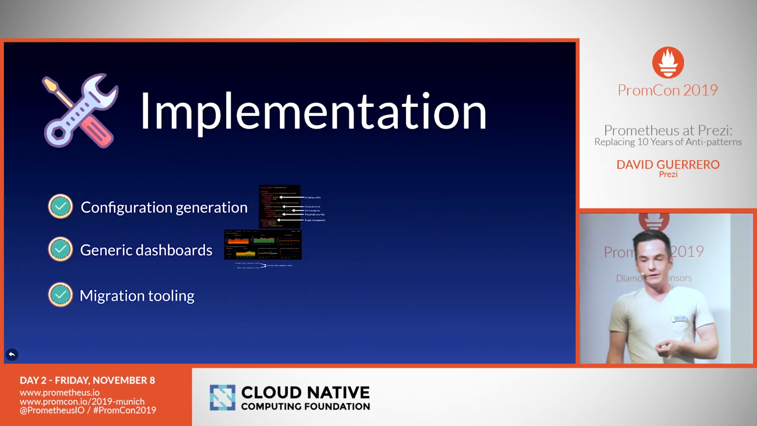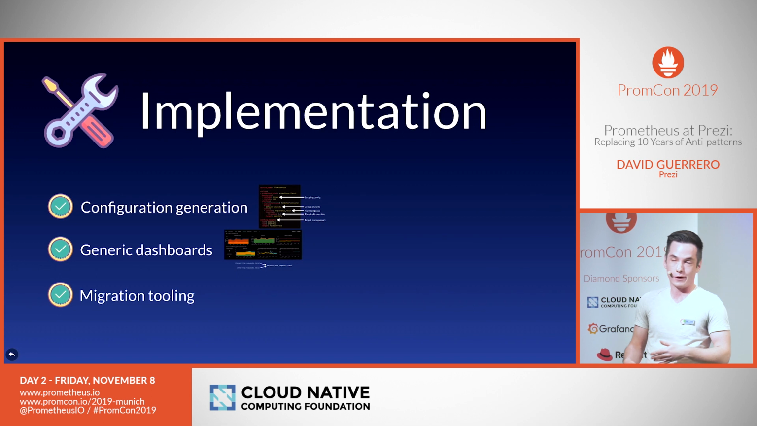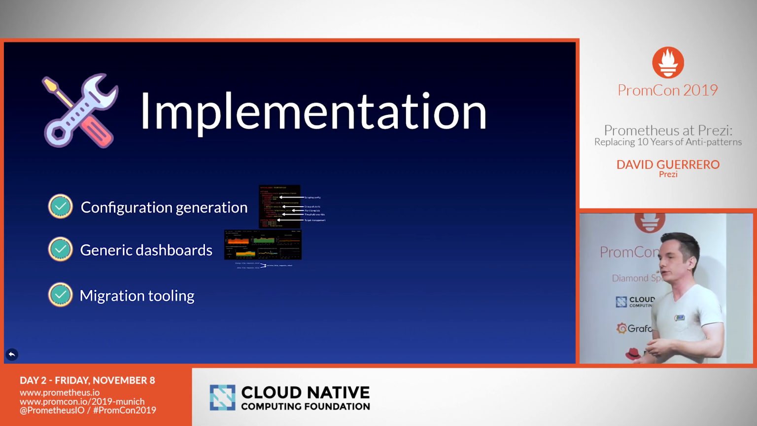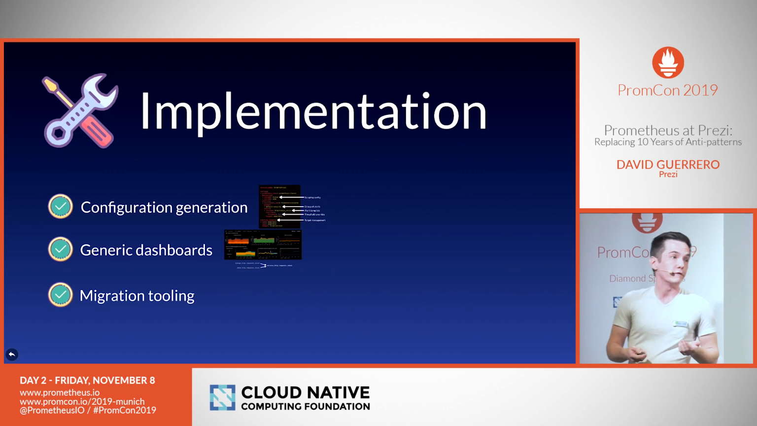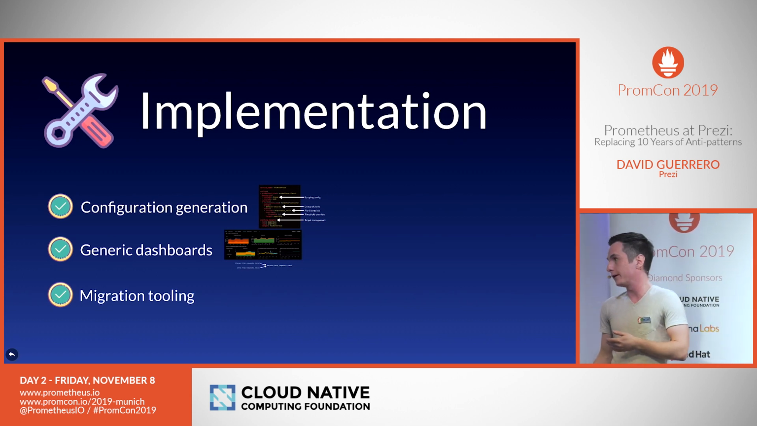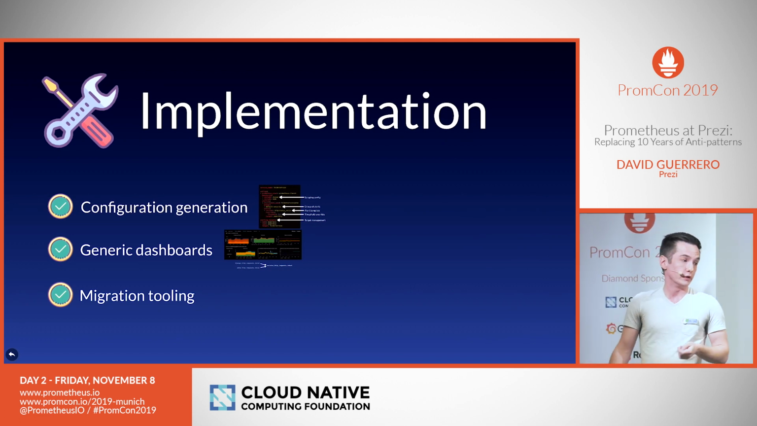And the third thing that we built is actually migration tooling. So if you have 100 services or more, and you need to update all of them to make them export metrics, if you don't have any tooling around making this faster, that's just going to take too much time. And if we didn't build this, we would still be doing migrations right now.